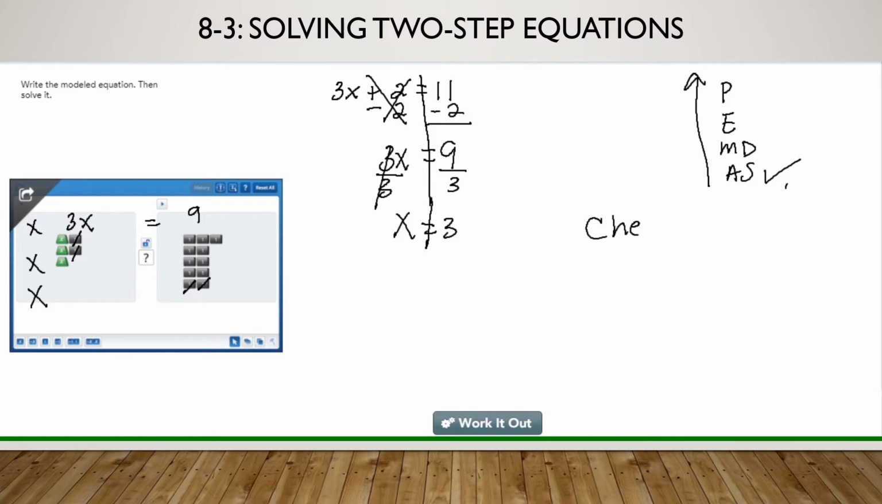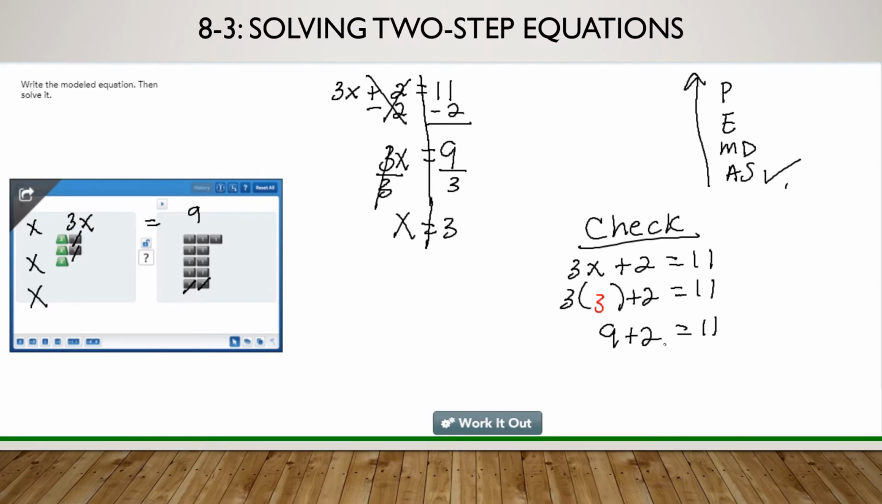But remember, you always have to check. The way you check is to substitute the value of x into your original equation. We found out x was equal to 3. So now we have to simplify. 3 times 3 is 9, plus 2 equals 11, and 11 definitely equals 11. So x is equal to 3. If both sides do not come out to be equal, then we made a mistake and we will have to redo the problem.